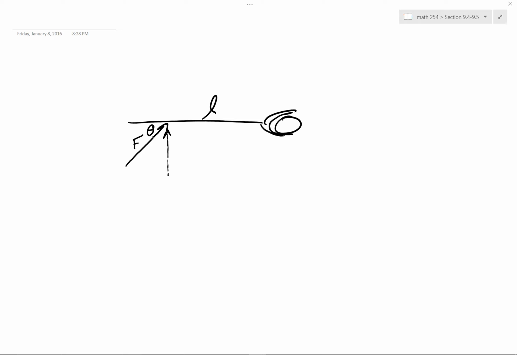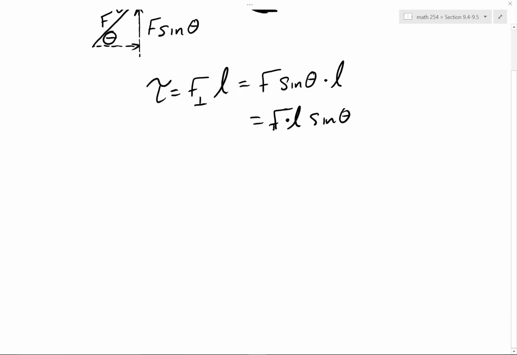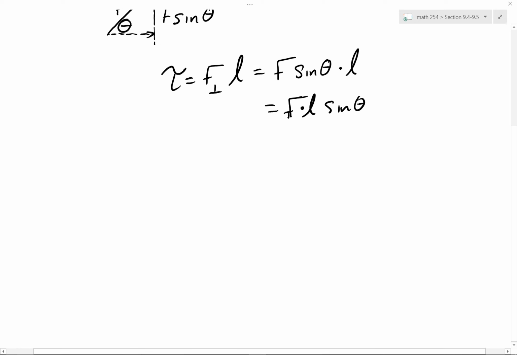Now, this angle theta here is the same as this angle theta here. So this side over here is F sine theta. You with me? So the torque, which is normally the perpendicular force, the amount that's perpendicular to it, times the lever arm, could also be phrased as force sine theta times L, or if you prefer, force L and then sine of theta. Okay? Now, this is where this thing comes from. It's kind of a big deal, the cross product is, okay? This is where it comes from, the idea of torque.